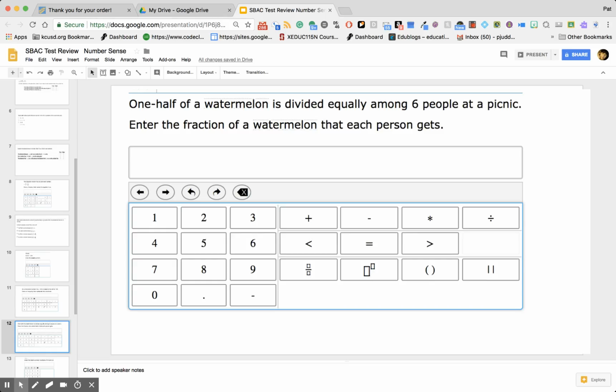One half of a watermelon is divided equally among 6 people at a picnic. Enter the fraction of a watermelon that each person gets. You have half of a watermelon, and you want to get 6 equal amounts out of that. What would your answer be? Pause the video here. Take 1 minute and 30 seconds. Decide how you're going to work that out and come up with your answer. Ready? Pause the video and go.